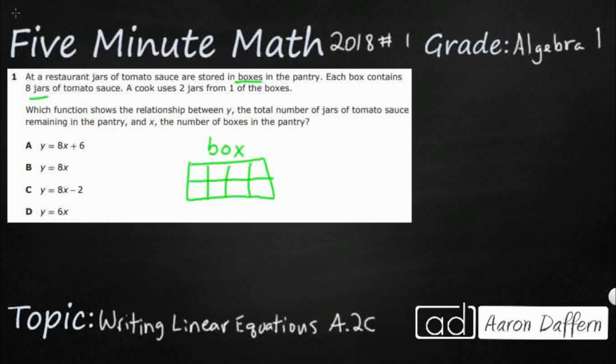I've got 8 jars in there, and a cook uses two jars from one of the boxes. So I'm going to draw some X's here. If there were only one box, there'd be six jars left, but we don't know how many boxes there are. So which function shows the relationship between y, the total number of jars of tomato sauce, and x, the number of boxes in the pantry?